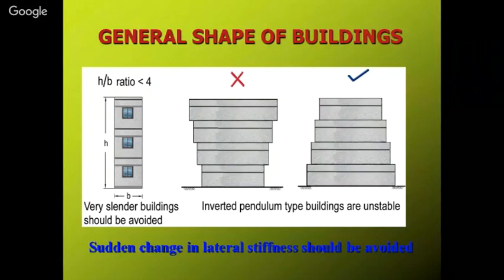So the H by B ratio of the building should be less than 4, and the building should have a larger base than adjoining buildings. The upper stories should have less covered area as compared to the ground floor. That building is better in case of earthquake forces.